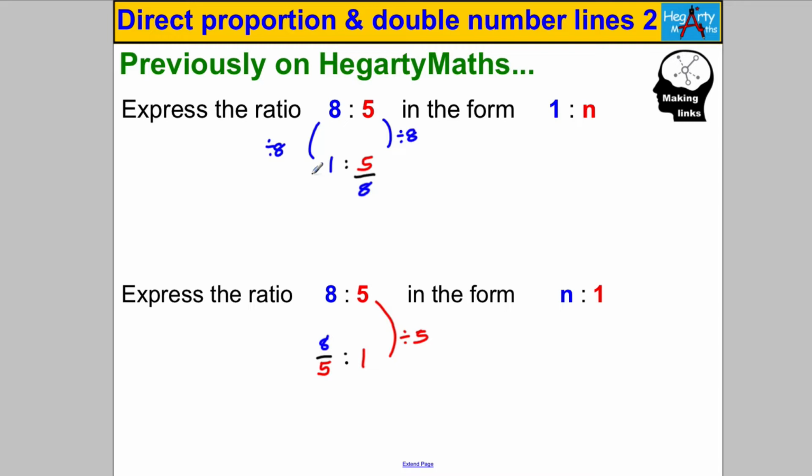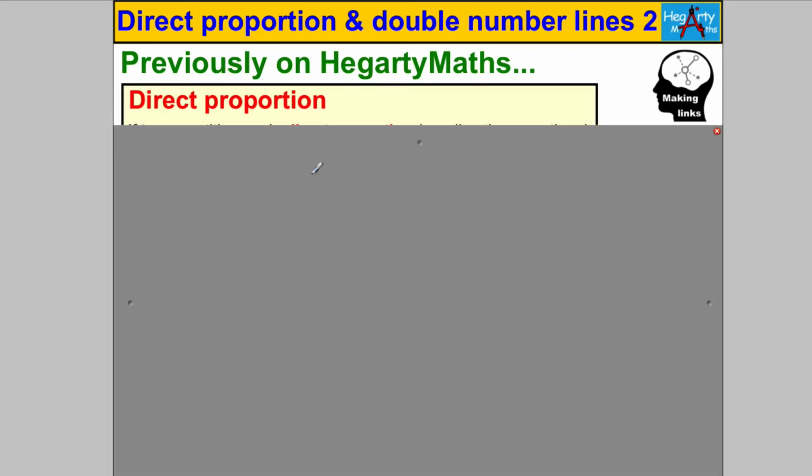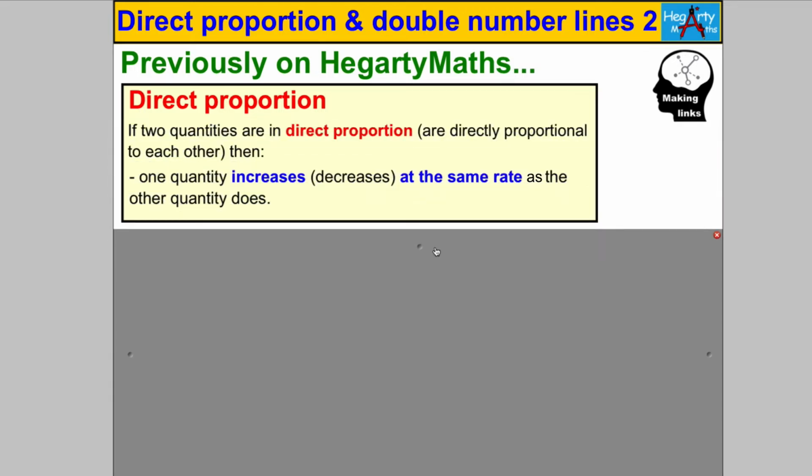The other thing I just want to remind you of is what direct proportion was all about. Can you remember what the definition for two quantities being in direct proportion to each other was? Well, it was if two quantities are in direct proportion or are directly proportional to each other, then as one quantity increases, the other quantity increases at the same rate, okay? Or as one quantity decreases at the same rate the other one does. So that's really important about what it is.